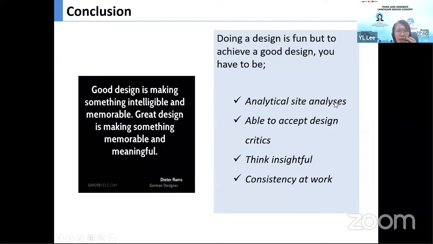I adopt a quote from Ram. He said that a good design is making something intelligent and memorable. A great design is making something memorable and meaningful. If you produce a good design, you will remember what you are doing. If you simply just finish a work on your master plan or your design idea, I don't think that process will make it memorable. So this is what I'm going to share for today.